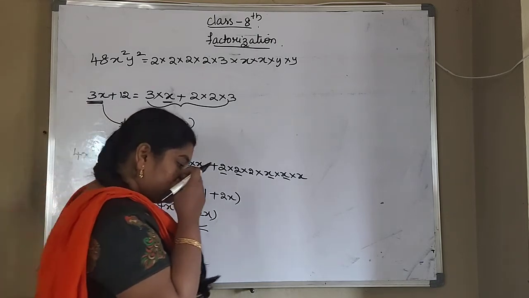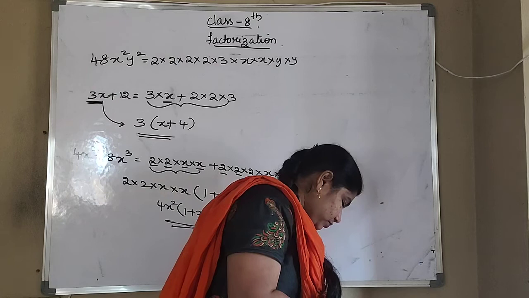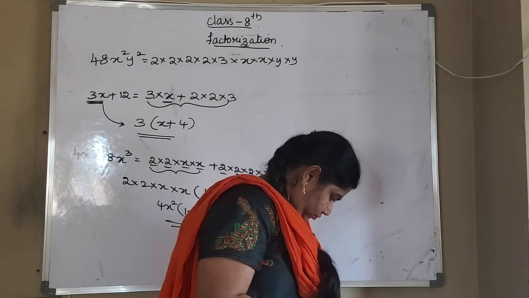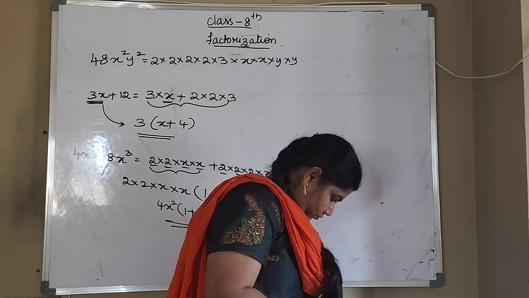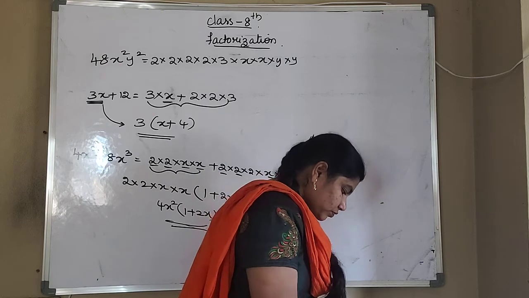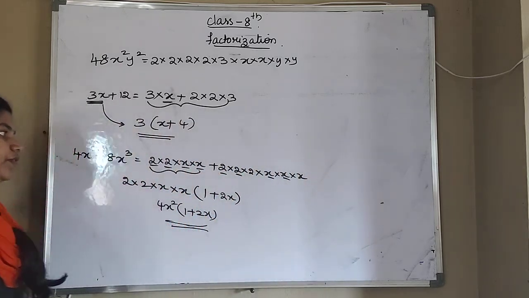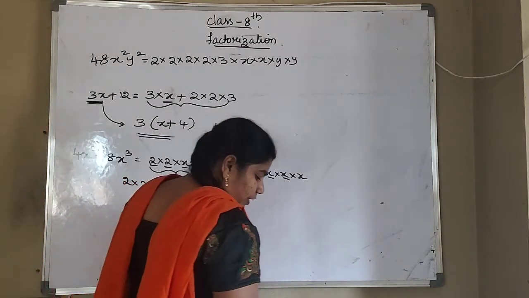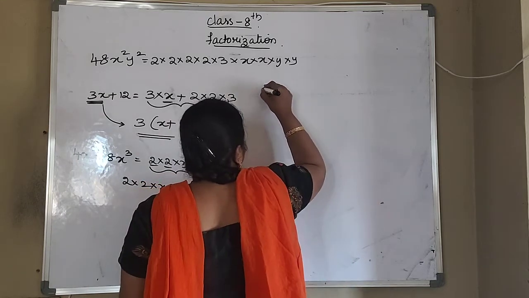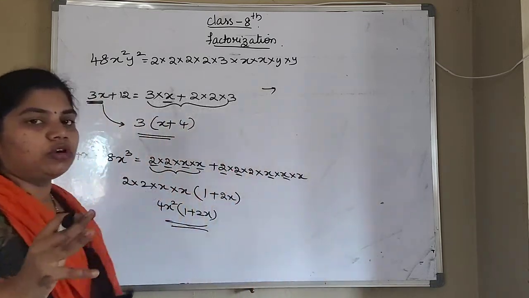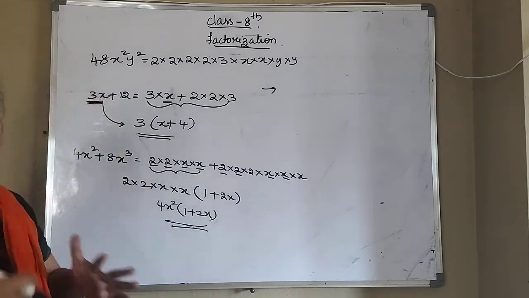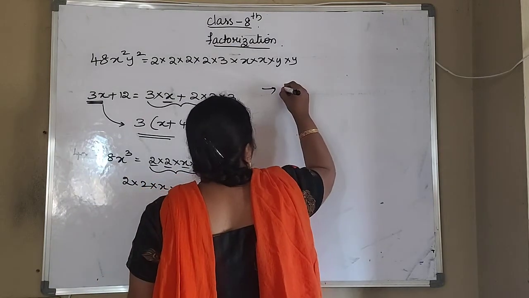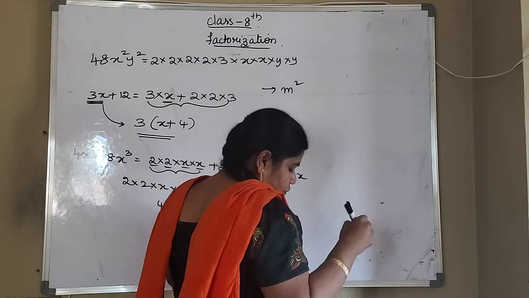Okay, so next is, if there are four different terms, how to group it, how to take out the factors, we will see. Suppose I am taking one example here. I am telling about four terms, not three terms. Three terms we will discuss later. In that again you are having two types of methods. If we are having four terms, how to group it, we will see.